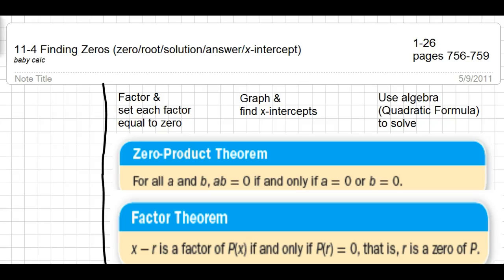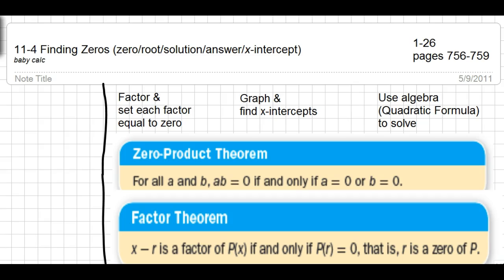This lesson is for Advanced Algebra, Lesson 11.4 on finding zeros. Keep in mind that sometimes they don't ask you to find a zero, they'll ask you to find any number of other things, but what they really mean is find a zero. So they could ask you to find a zero, or a root, or a solution, or an answer, or an x-intercept. Those all represent the same thing. Unfortunately, there's 1, 2, 3, 4, 5 different ways they could ask you to do the same thing. So just keep in mind that zeros are what our focus is for today.